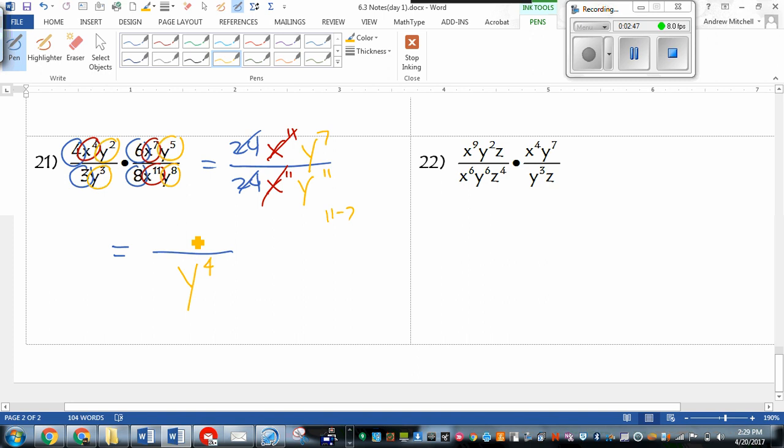And we can't leave the top blank, so although everything kind of simplified and canceled out, really it all divided to give us 1. So we're left with 1 on top. So we get 1 over y to the 4th.